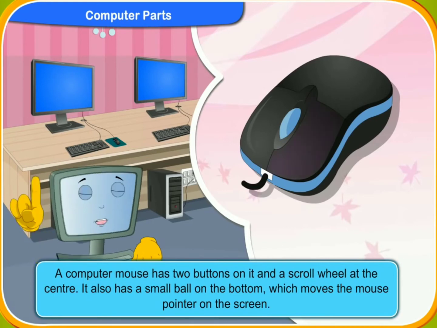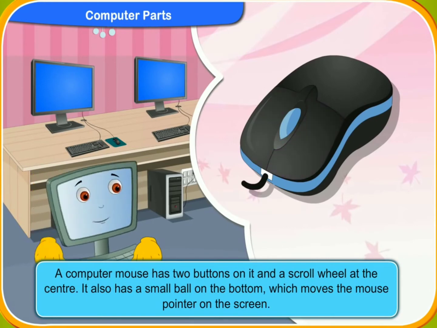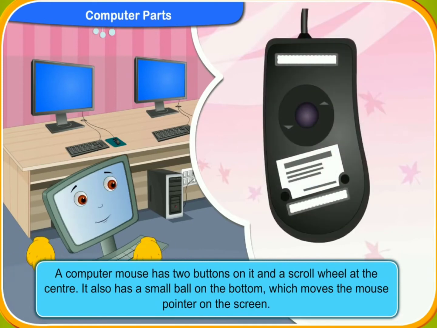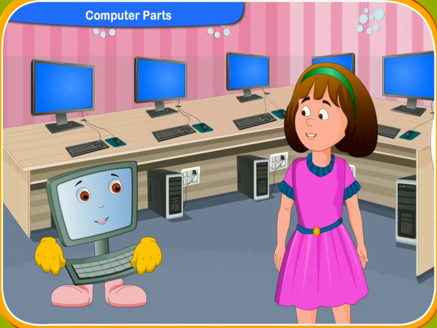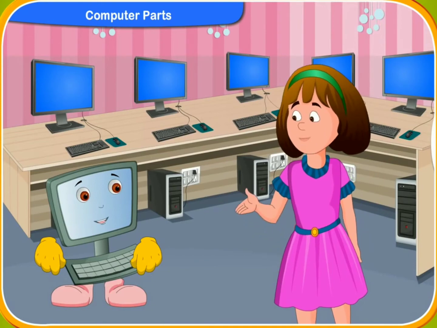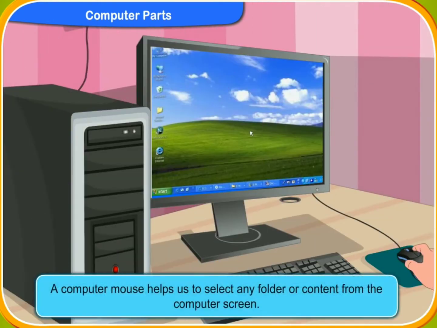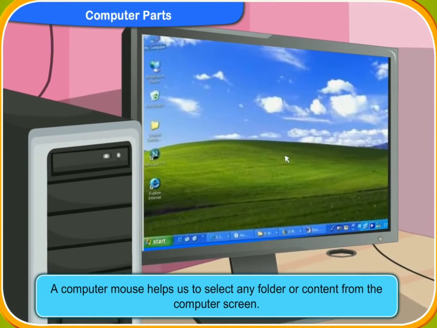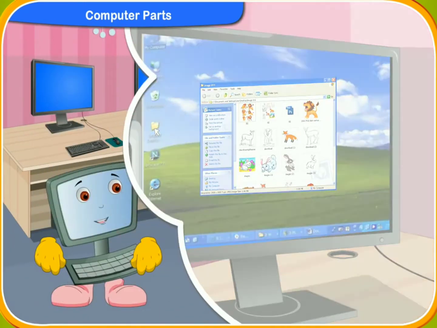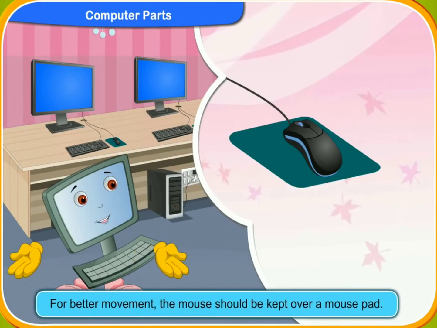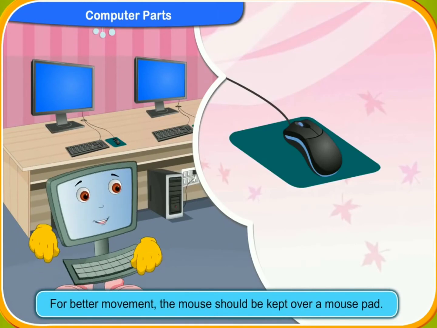Look, it has two buttons on it and a scroll wheel at the center. It also has a small ball on the bottom, which moves the mouse pointer on the screen. How does it help us, Clicko? A mouse helps us to select any folder or content from the computer screen. For better movement, the mouse should be kept over a mouse pad.